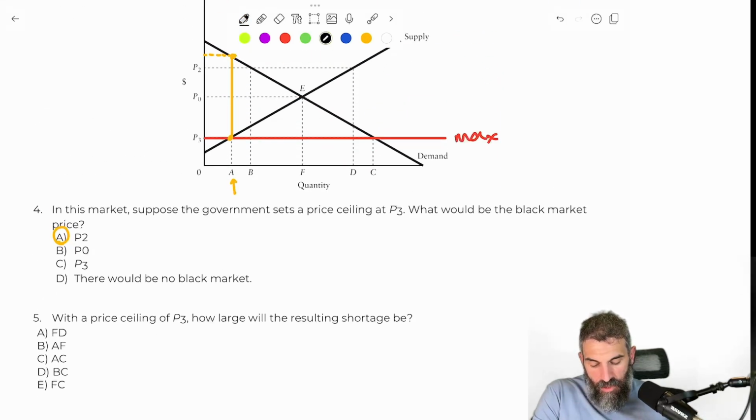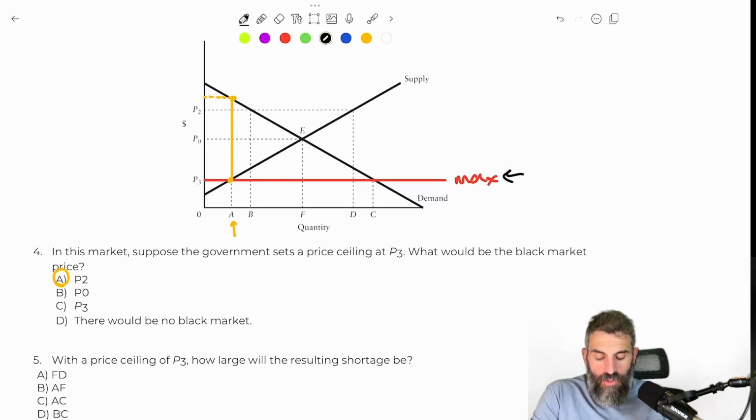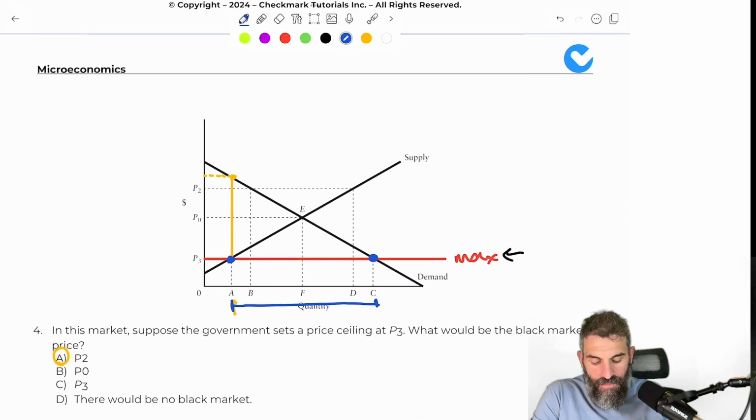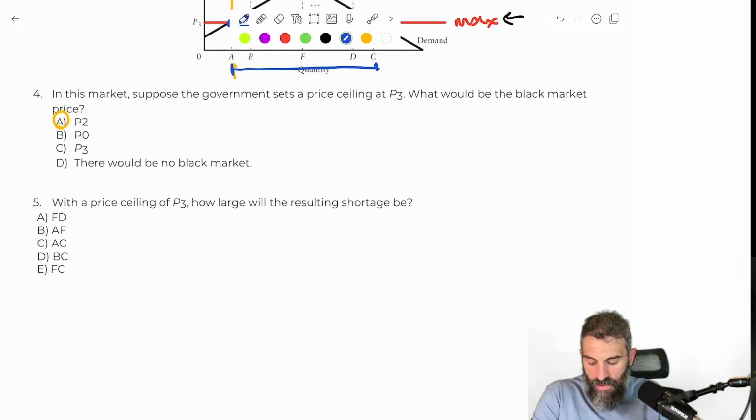With a price ceiling of P3, so again, this maximum price, what will be the shortage? For shortages and surplus, I think we talked about this in one of the earlier chapters, you look at the gap between supply and demand. So because it hits demand there, but it hits supply here, your shortage is this distance between A and C. So AC.